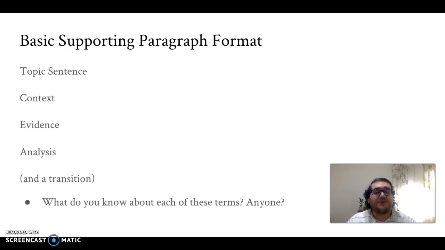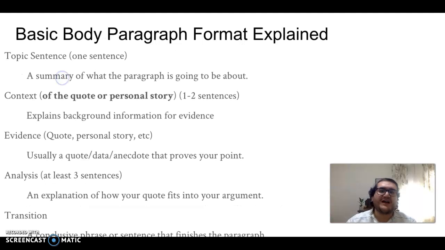So here's the basic supporting paragraph format. Again, as stated already, it begins with your topic sentence, followed by your context, evidence, analysis, and then a transition. So what do you guys know about these terms? Again, if anyone does know anything, please don't hesitate to shout at the screen. But at the next slide, we have details.